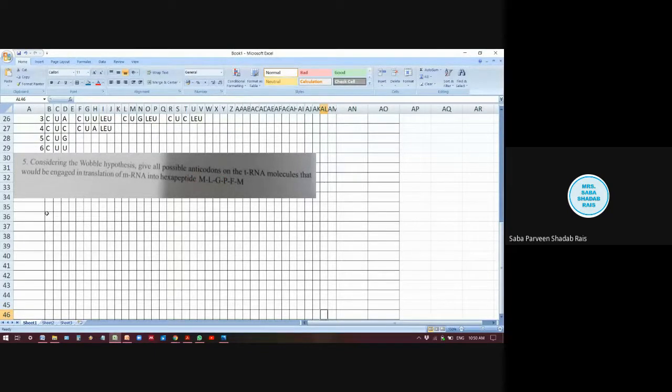Hubble hypothesis consider करना है. What is the Hubble hypothesis? Hubble hypothesis says A binds with T, T binds with C, C binds with G. This is called the Hubble hypothesis.